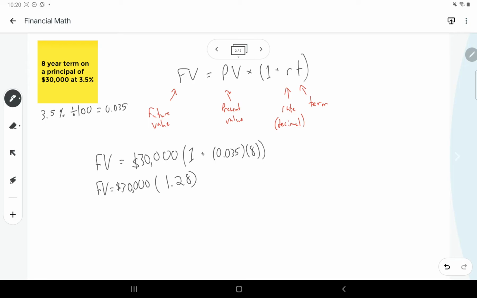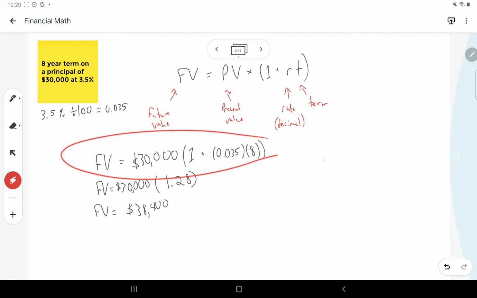Okay, and then all we have to do is multiply these together. So we rewrite it. So we get FV equals, and then we have 1.28 times 30,000, which will give us 38,400. Okay, so that means that if you invested $30,000 at a rate of 3.5% and left it for 8 years, you would have $38,400.